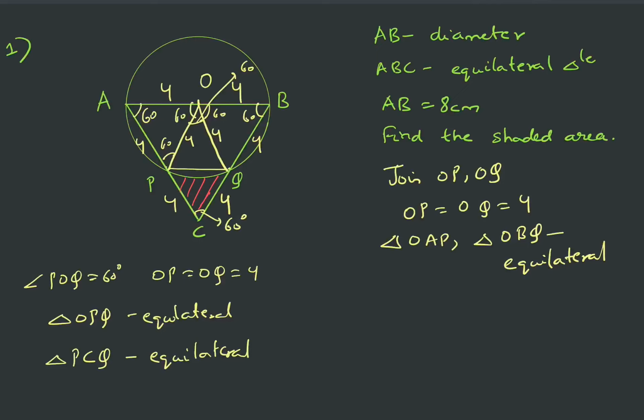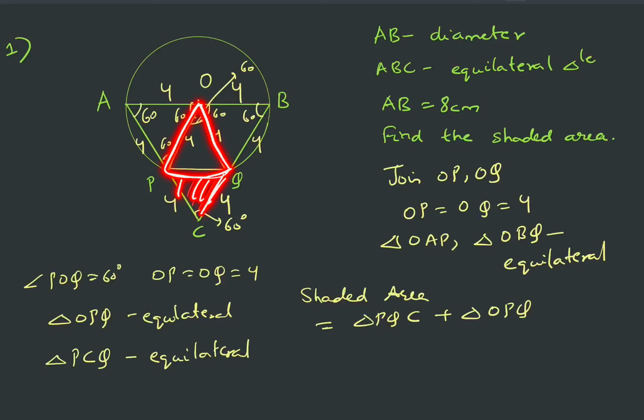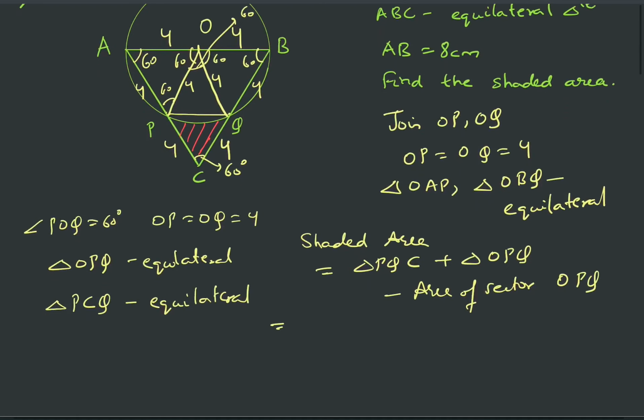Okay, now if you see, the shaded area is nothing but area of triangle PQC plus area of triangle OPQ, right? We have added these two triangles, and if we subtract this sector area, that is the sector OPQ, we'll get the area of the shaded region. So minus area of sector OPQ.